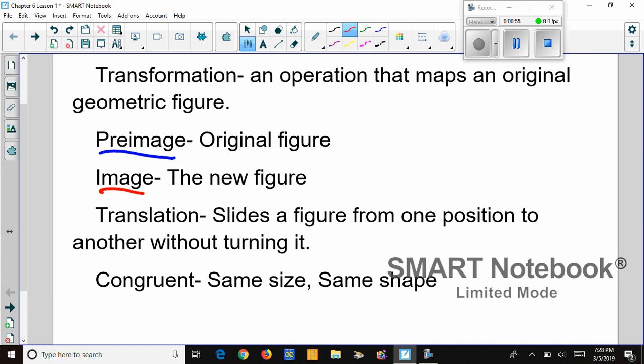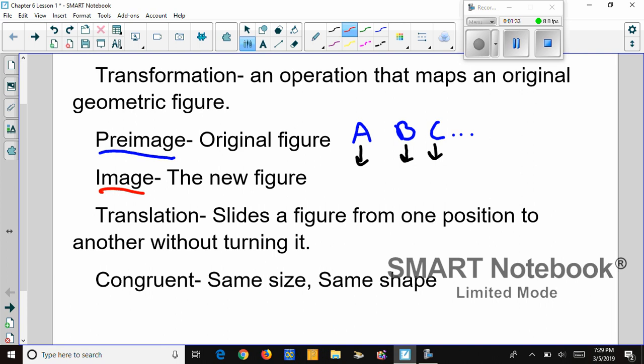It's our new picture. One of the things I want to make sure we're careful of as we move forward is some notation. For a pre-image, we're going to talk about coordinates on a grid. Those points are named with capital letters. We'll say A, B, C, and so on. Well, when we do a transformation represented by these arrows, we're going to get a new image.